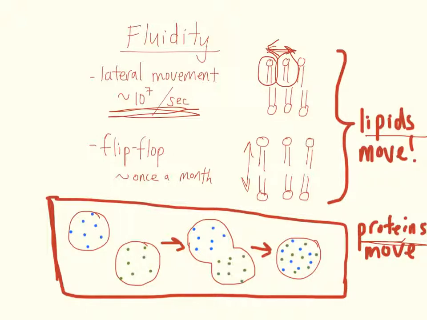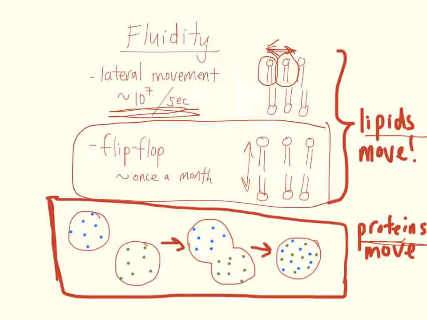What's a more rare form of movement is the vertical displacement, which is also called a flip-flop. And this happens about once a month. And the reason for this is because in order for these two phospholipids to swap places, the head has to go through this hydrophobic region. And since the head is hydrophilic, it really doesn't want to do that. And that's why this is a rare occurrence.